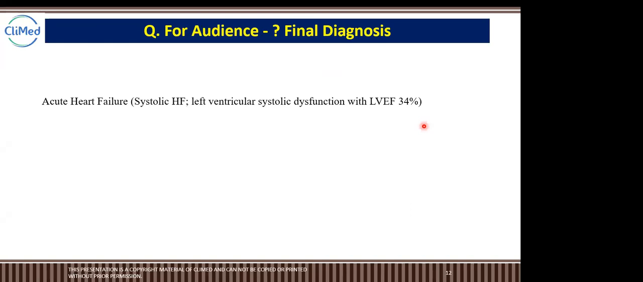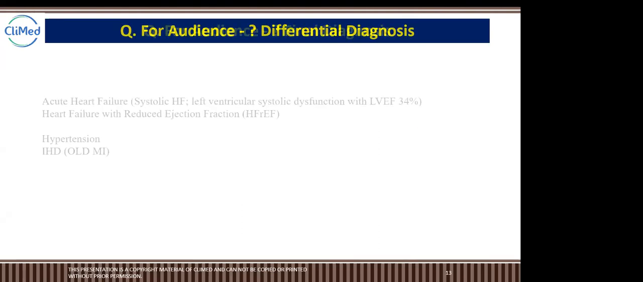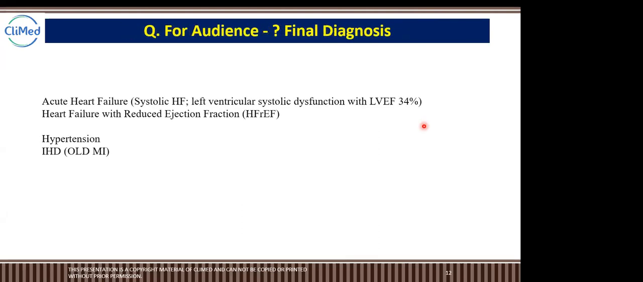Yes, guys, what next in final diagnosis? Hypertension. Yes, hypertension and IHD, ischemic heart disease. So acute heart failure or heart failure with reduced ejection fraction, hypertension, IHD, old MI. This was the final diagnosis.